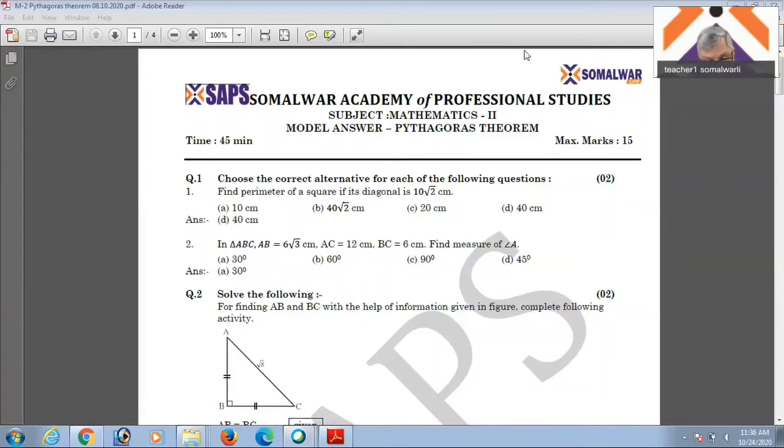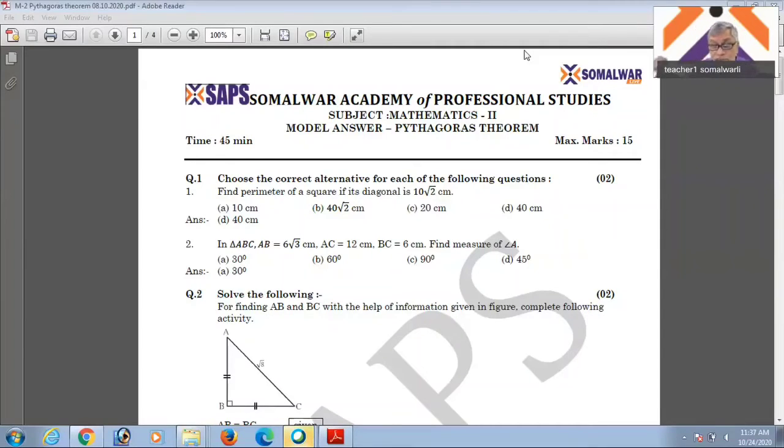The second question. In triangle ABC, AB is equal to 6 root 3 centimeter, AC is equal to 12 centimeter, BC is equal to 6 centimeter. Find the measurement of angle A. Now, to find the measurement of angle A, you have to apply your mind which particular theorem we can take into consideration to get the value of A. From the options, you can understand it is either 30, 60, 90 or 45, 45, 90.